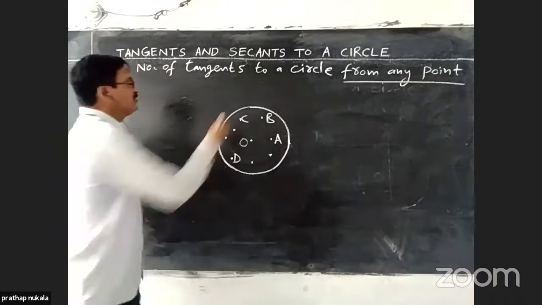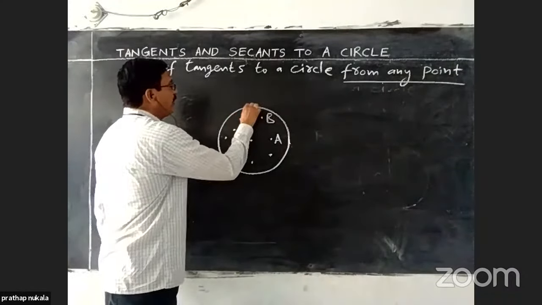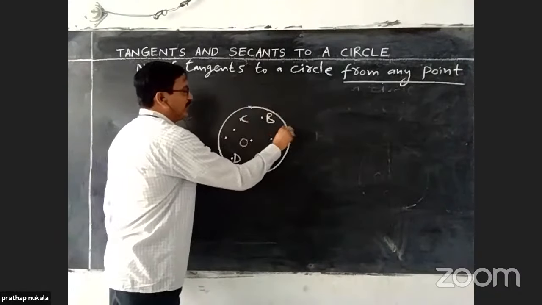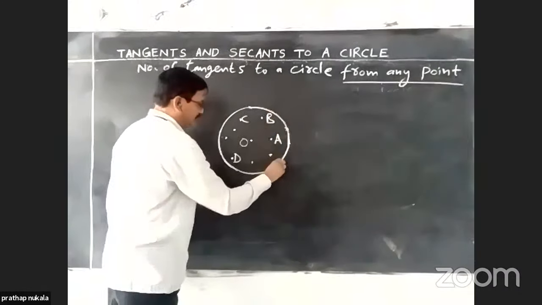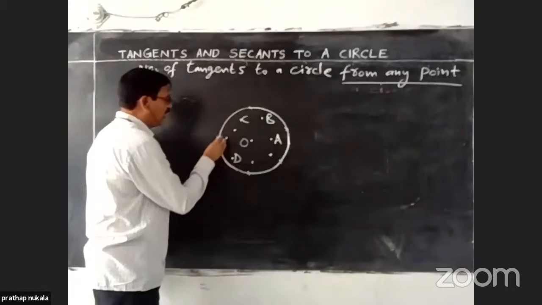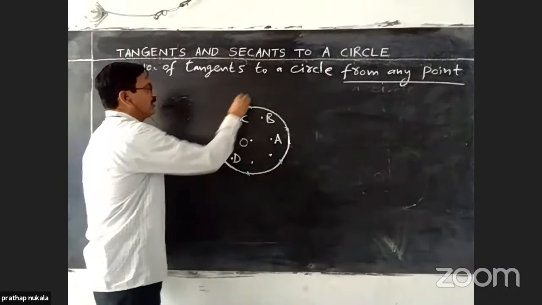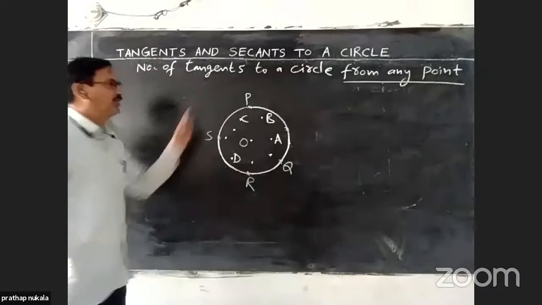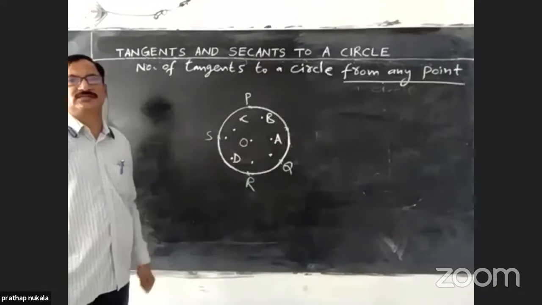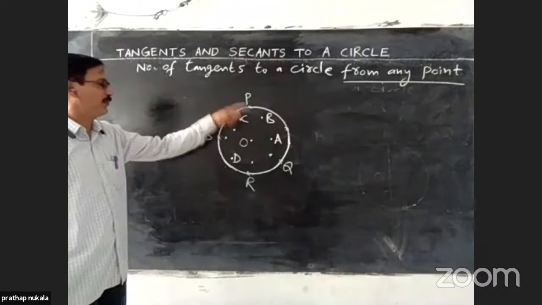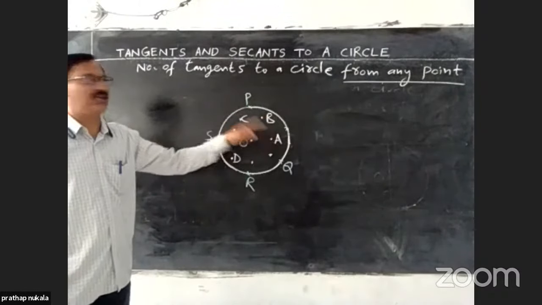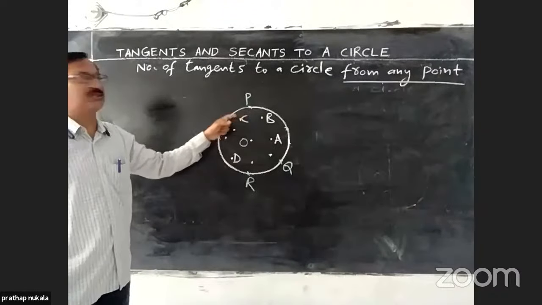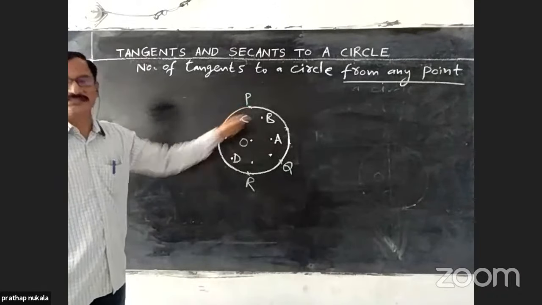Now, what are the boundary points? Just locate a point on the boundary. These all are boundary points. For example, P, Q, R, S. All these are boundary points, or PQRS lies on the circle. We can say lies on the boundary, or lies on the circumference, or lies on the circle.